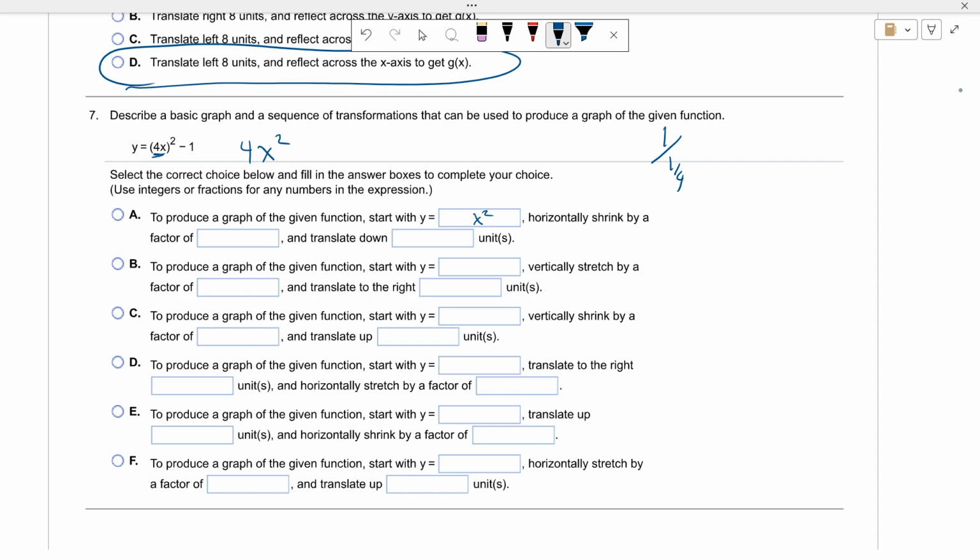So we got to find vertically shrink and translate. Oh, it's choice A. So it's a horizontal shrink by a factor of 1/4, and then we translate it down by 1 unit. Okay? So the 4 is really 1 over 1/4. I want 1 over something here. If this is a number bigger than 1, it's a stretch. If it's smaller than 1, it's a shrink.